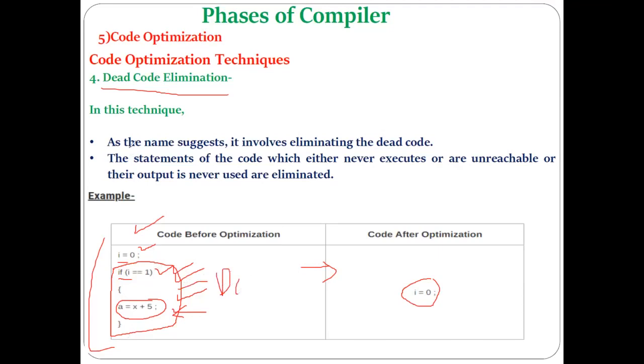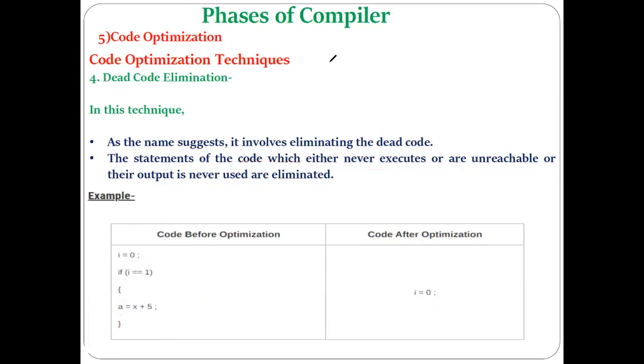Understood? So the same thing I have mentioned. As the name suggests, it involves eliminating the dead code. The statements of the code which either never execute, or are unreachable, or whose output is never used, are eliminated. So which code can we call dead code? The code which is never going to be executed, or the code which is unreachable, is considered a dead code. And when the compiler applies dead code elimination, that is considered one of the code optimization techniques. So this is the fourth technique, the dead code elimination.